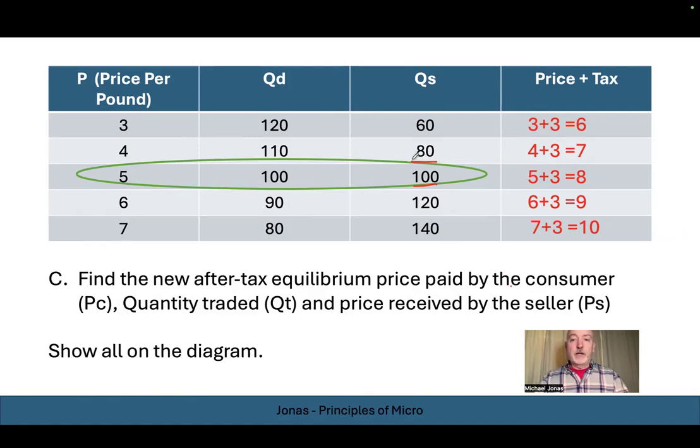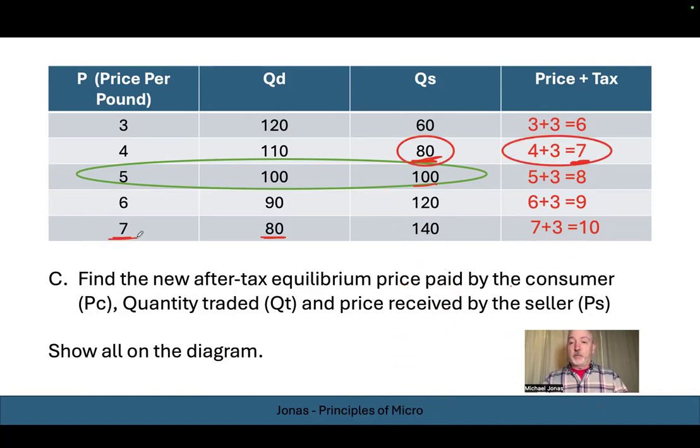So we notice that on the new supply curve at a quantity of 80, the height of the supply curve is 7. And we notice that on the demand curve, at the quantity demanded of 80, the height of the demand curve, which was the original price column, is 7. That seems like a match, right?